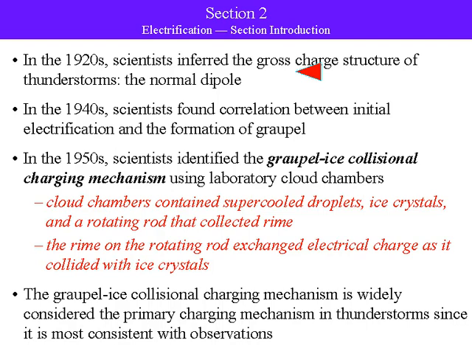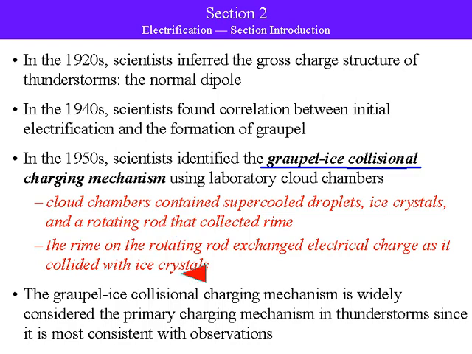In the 1940s, scientists found a correlation between initial electrification and the formation of graupel. But it was in the 50s that scientists identified what we call the graupel-to-ice collisional charging mechanism, using laboratory cloud chambers. Basically, cloud chambers contain supercooled droplets, ice crystals, and a rotating rod. As the rod rotates around, it collects rime. It collects the supercooled droplets, which freeze instantaneously on the rod. And then that rime collides with the smaller ice crystals, and it exchanges electrical charge.